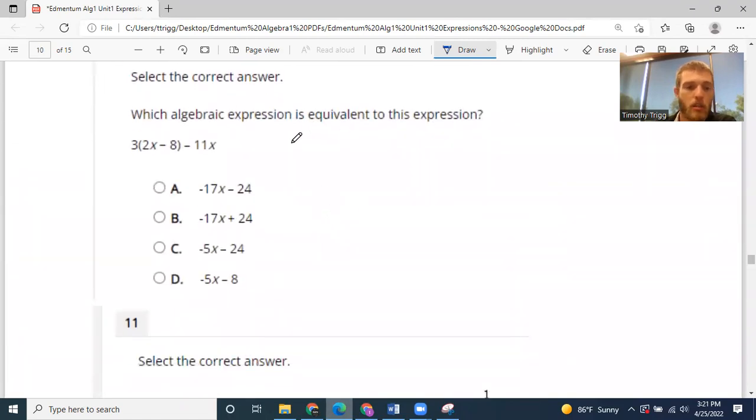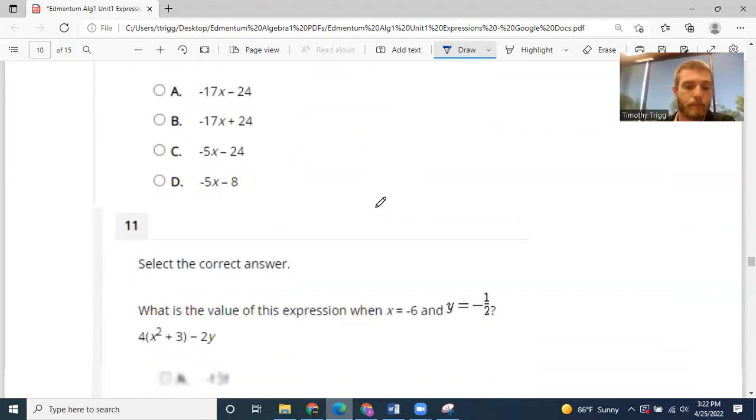Which algebraic expression? Okay, so here you would distribute this 3 to both of these, but not to the -11, okay? Just to each of these terms in the parentheses. This 3 multiplies with each of these. So that'll be 6x minus 24, and then minus 11x. Then combine like terms to get whatever this answer is.